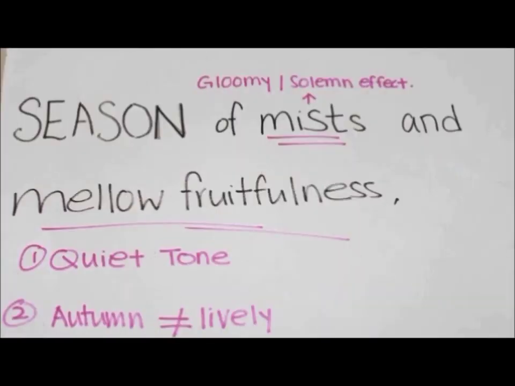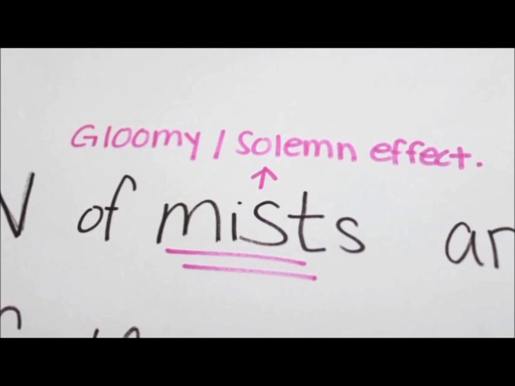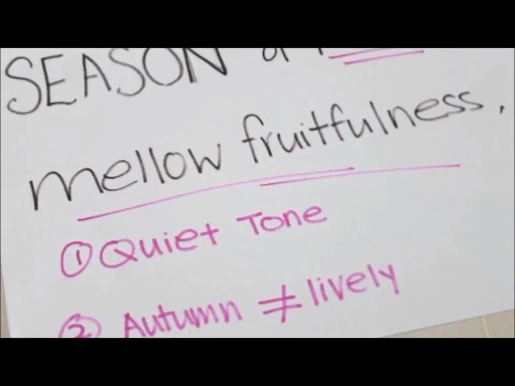Season of mists and mellow fruitfulness. The word mist here creates a gloomy and solemn effect, which suggests that autumn is a depressing season. The word mellow highlights gentleness and softness, whereas fruitfulness brings about brightness and liveliness. The usage of these two words together suggests that autumn is not that lively after all. Moreover, the usage of the word mellow creates a quiet tone, setting a relatively quiet and peaceful mood for the whole poem.